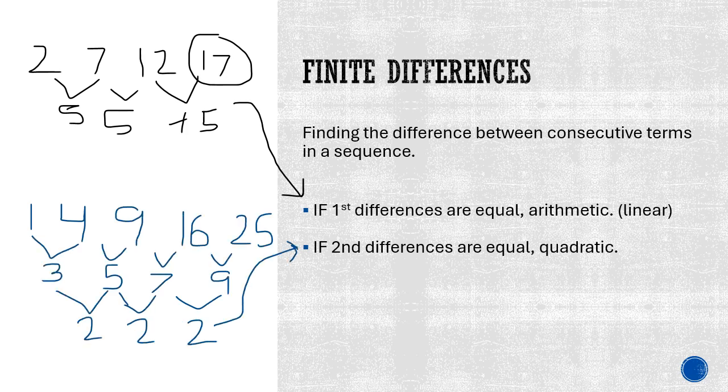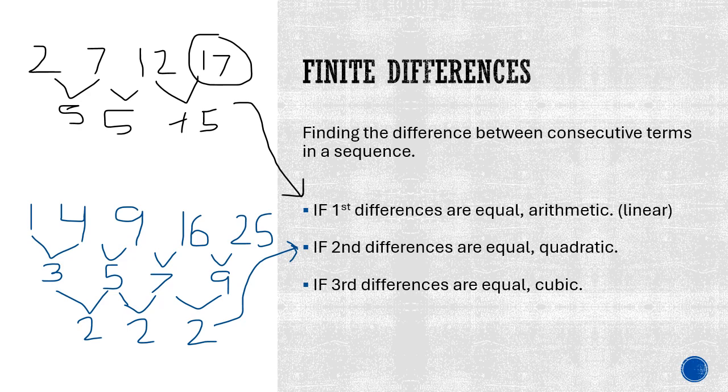Here's an example. The perfect squares, 1, 4, 9, 16, 25. The first differences are 3, 5, 7, 9, which are not equal, but the second layer at the bottom is the differences are 2, 2, 2. Now you don't have to know that that's quadratic. I just think it's really interesting because the pattern continues.